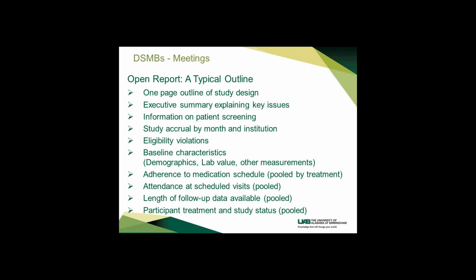Then you might include baseline characteristics. In SPS3, we showed gender and race and baseline blood pressure. Those are the things we are interested in at baseline. You might have adherence to medication schedule. So pooled by treatment, though. So when you're doing the open report, everything is pooled by treatment so that there's no way that the DSMB or the investigators can discern which treatment is which, unless the DSMB requests it otherwise.